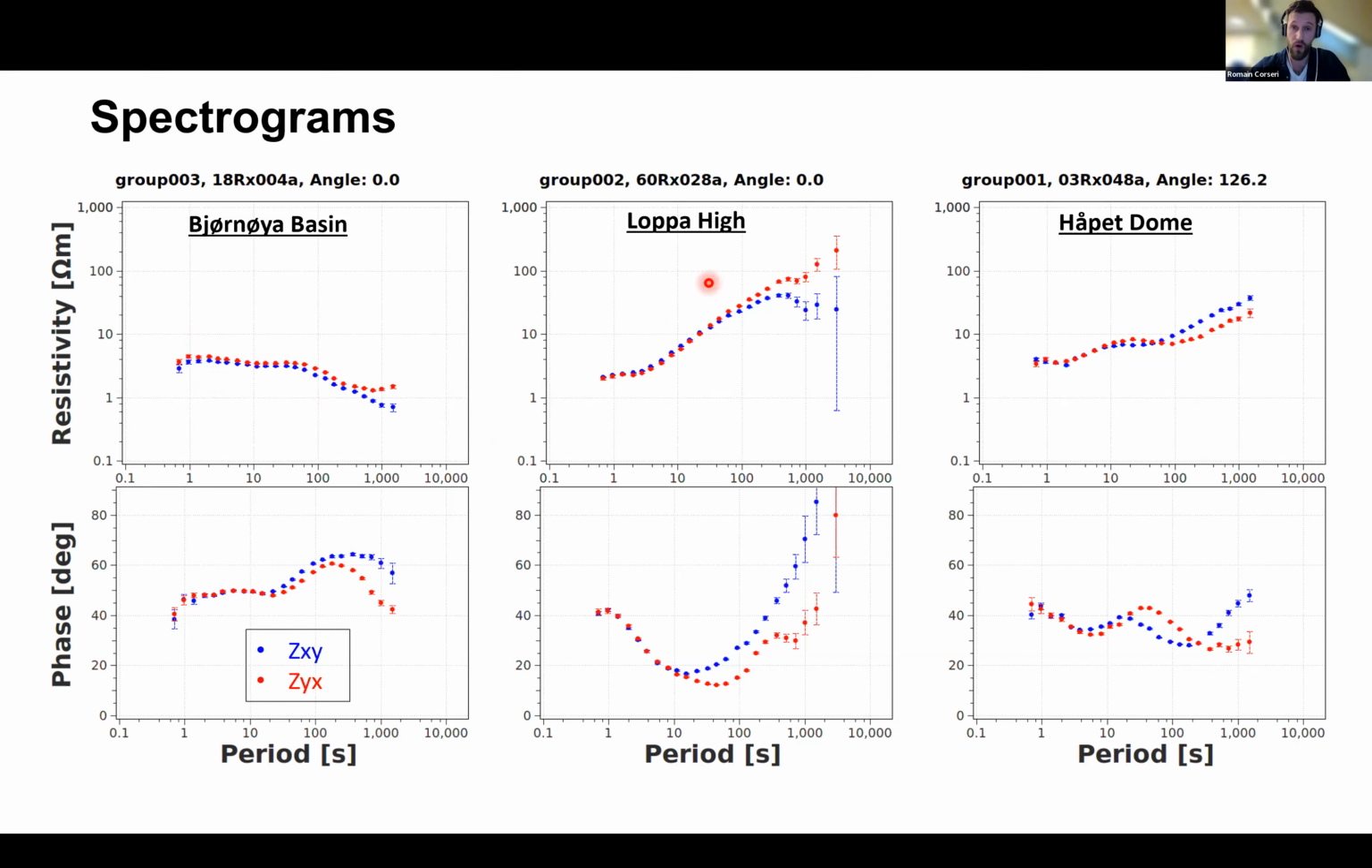Whereas on the Loppa High, where the crust is quite thick and shallow, you can see the apparent resistivity climbing up. Here you have a bit more complex phase response, probably due to the presence of salt structures.